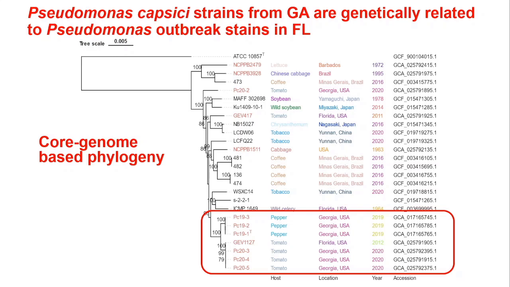Now, one thing you would notice, this particular pathogen goes to a bunch of different crops. Look at the crops we have: lettuce, Chinese cabbage, coffee, tomatoes, soybean, what else? Chrysanthemum, tobacco, cabbage, and so forth. It's a quite wide host range pathogen.